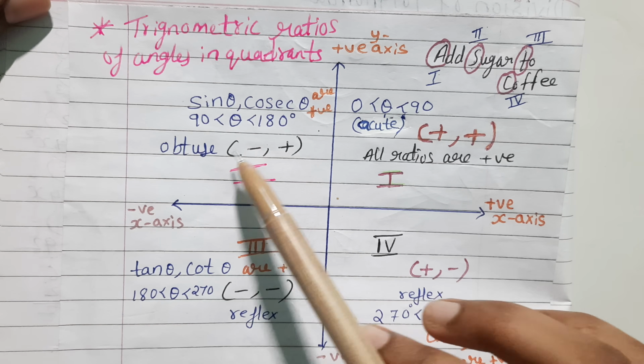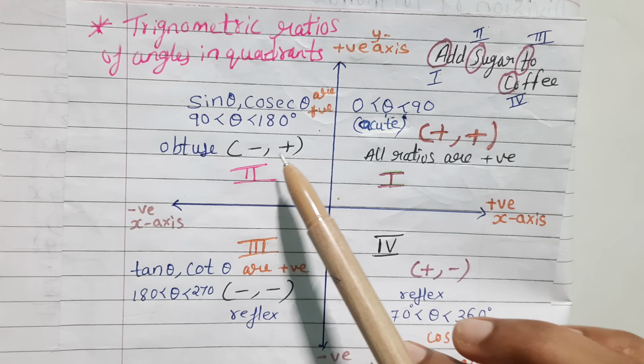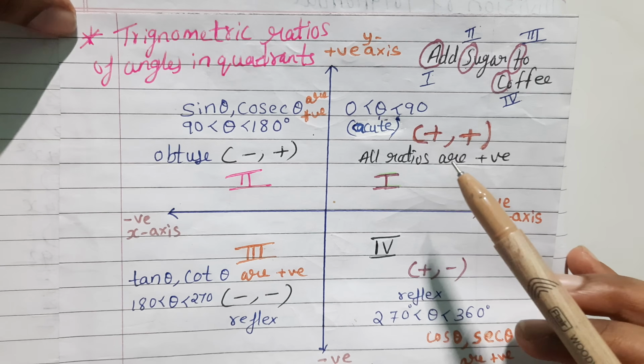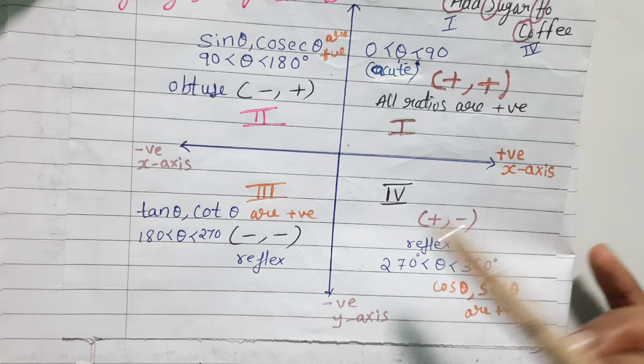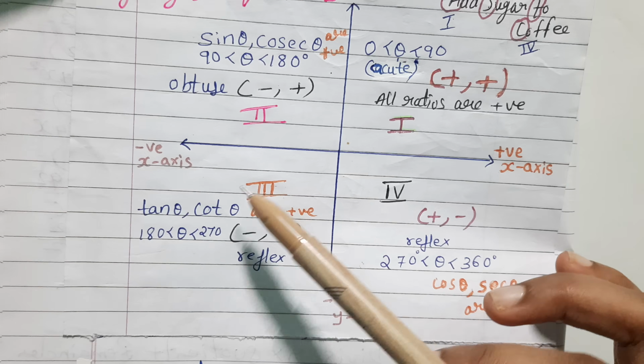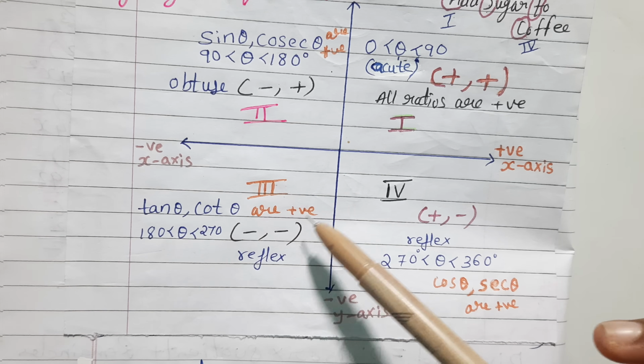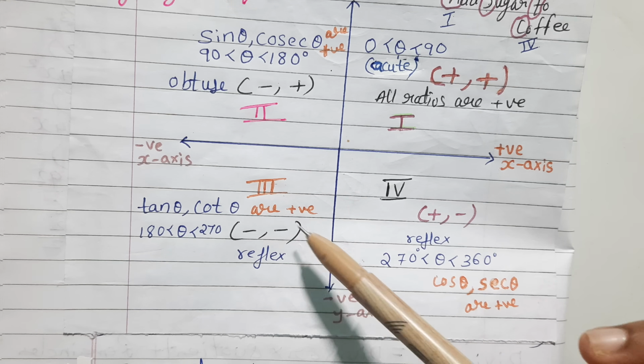You will call this obtuse because one will be negative, positive. Okay, in the second quadrant. Here, only in the first quadrant all are positive. Okay, now in the third quadrant, only tan and cot are positive. Okay, here it will be both minus.